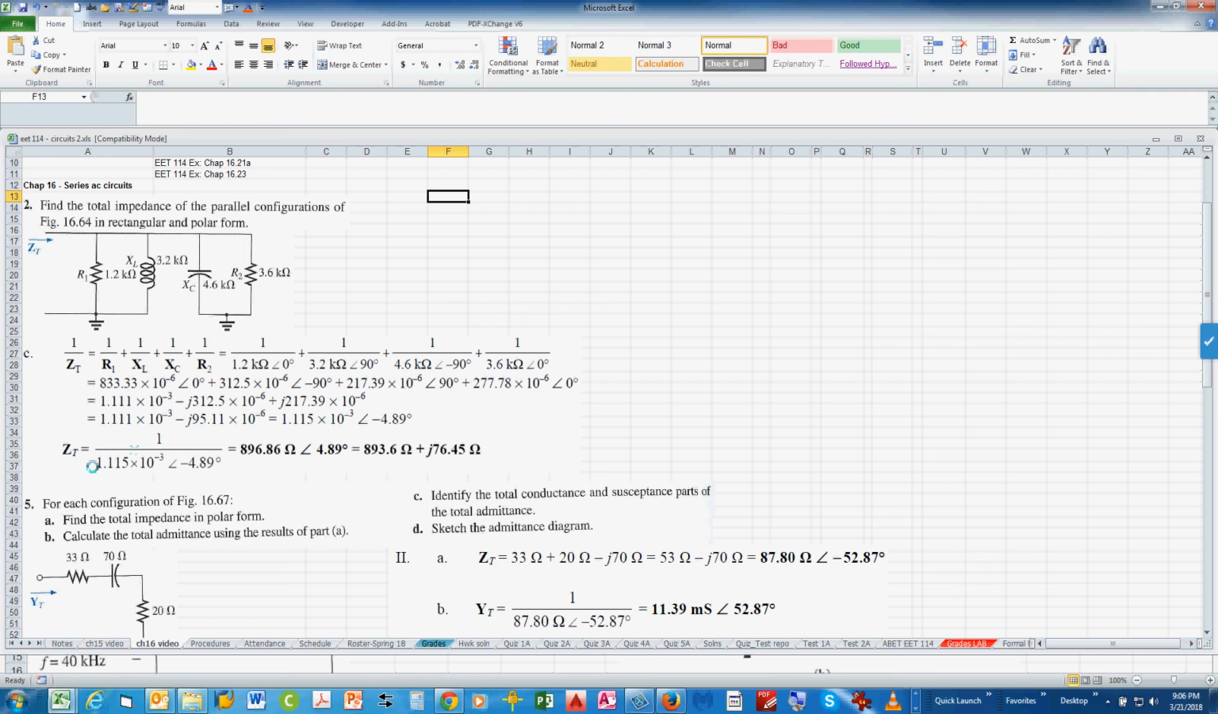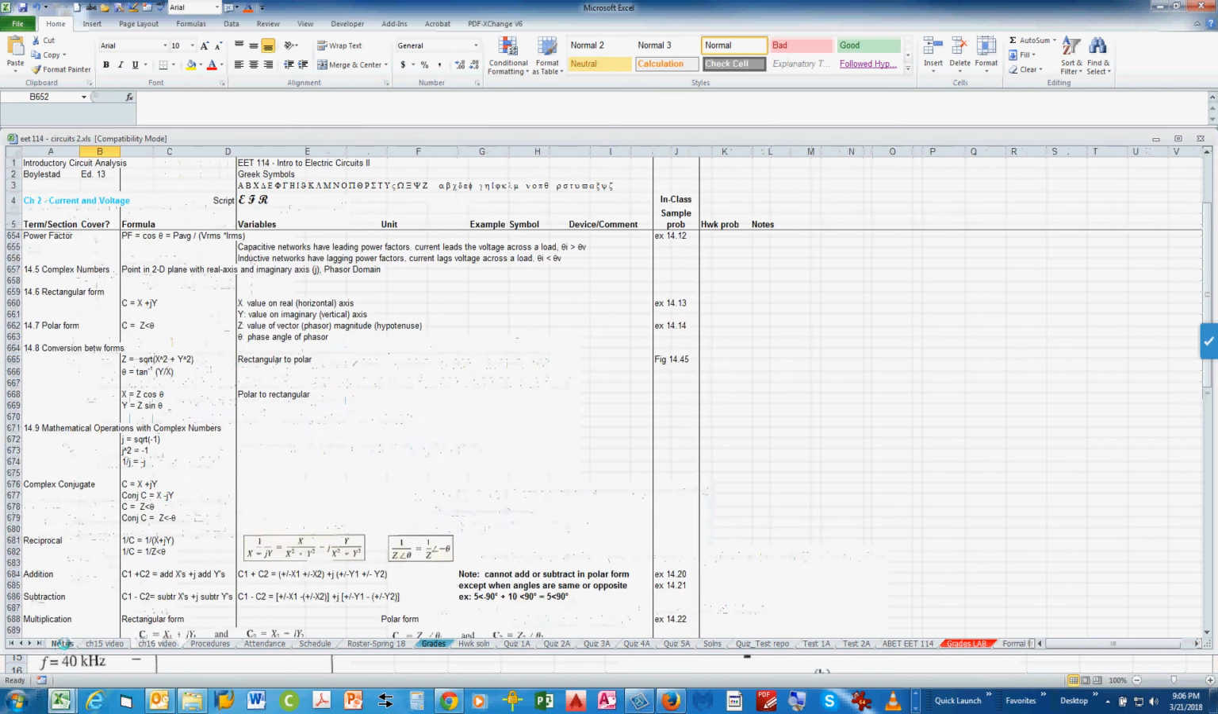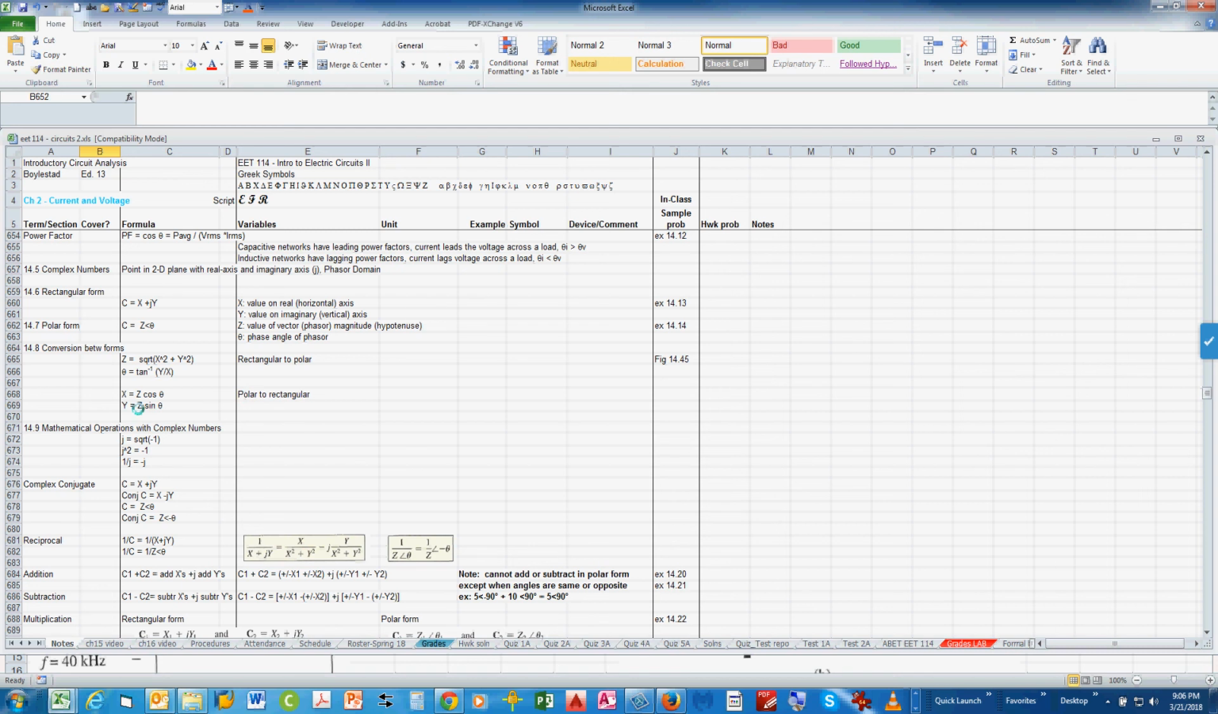4.89, and then the 1 over 1.115 times 10 to the negative third becomes 896.86. Then they convert it back to rectangular form by using the formula again here. Polar to rectangular, you figure out you have z and theta, and you figure out what x and y are.